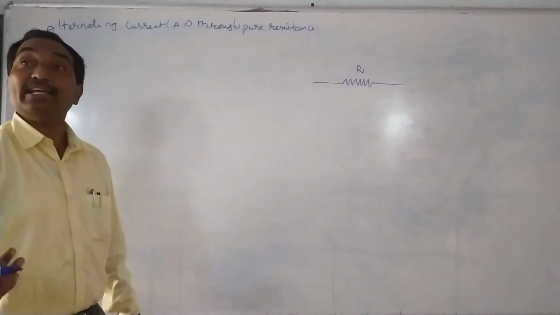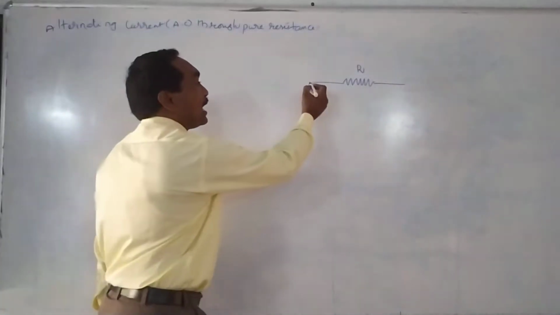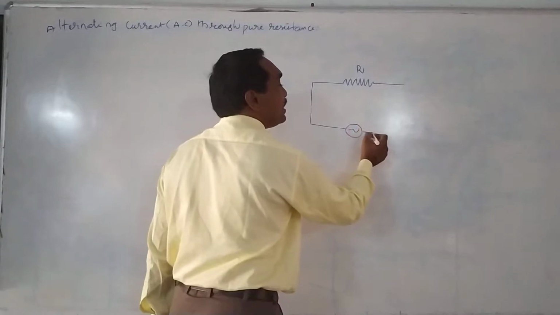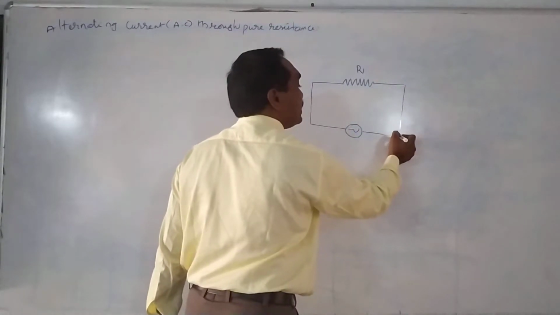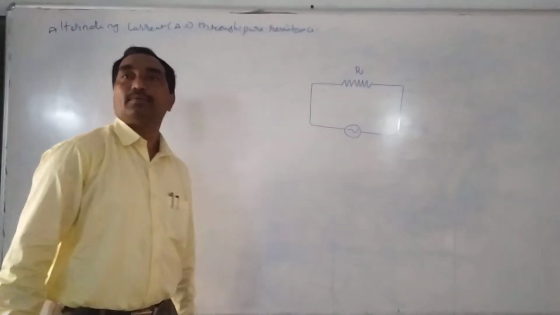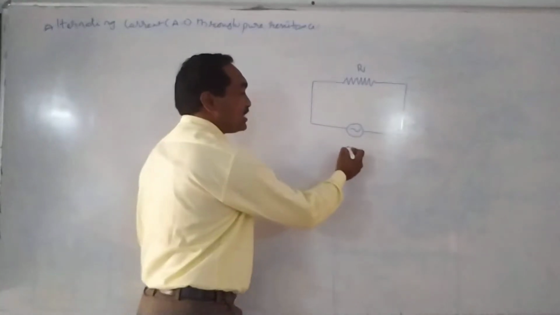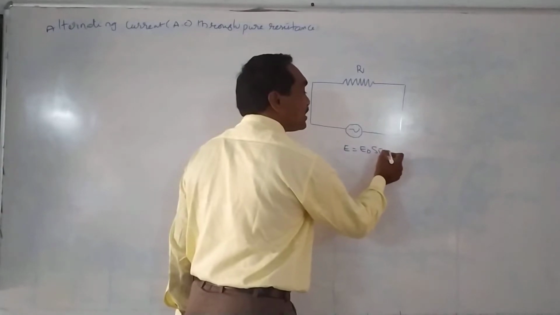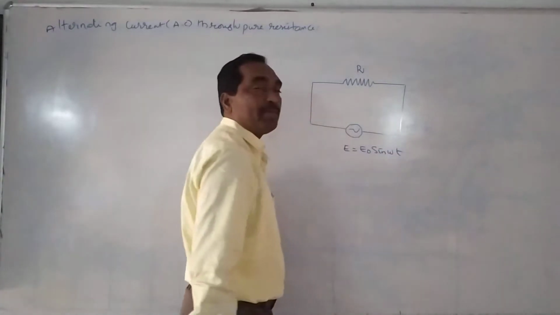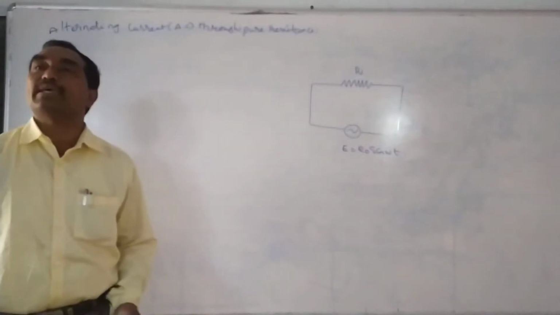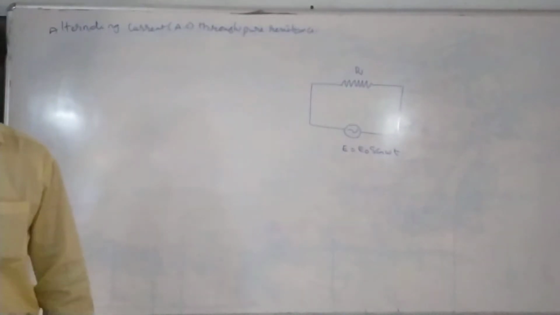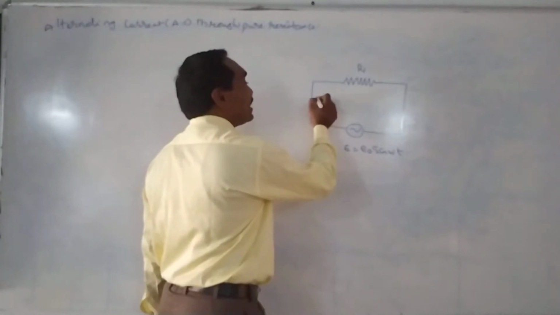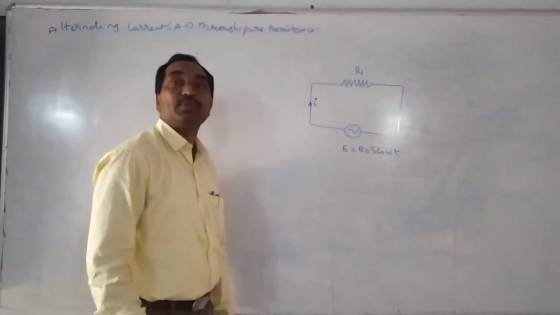An alternating current source is required, and this is the symbol of the alternating current source, connected in series. Its alternating voltage, or alternating EMF, is taken as E is equal to E naught sin omega t. After some instantaneous time t, the current passing through the circuit is I.